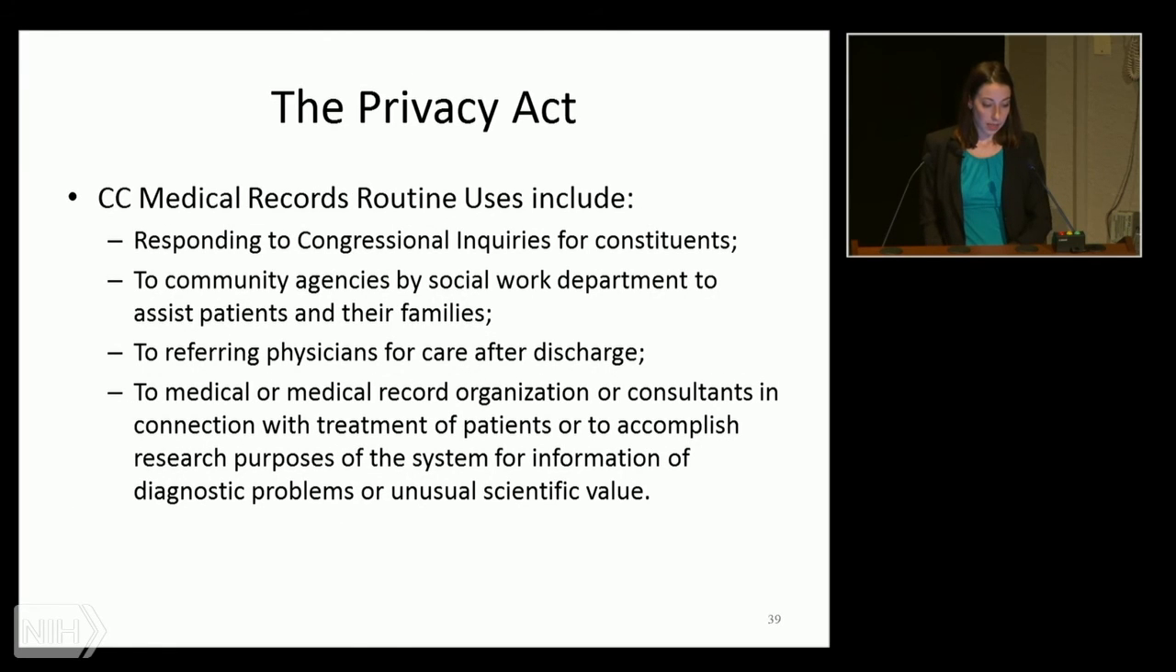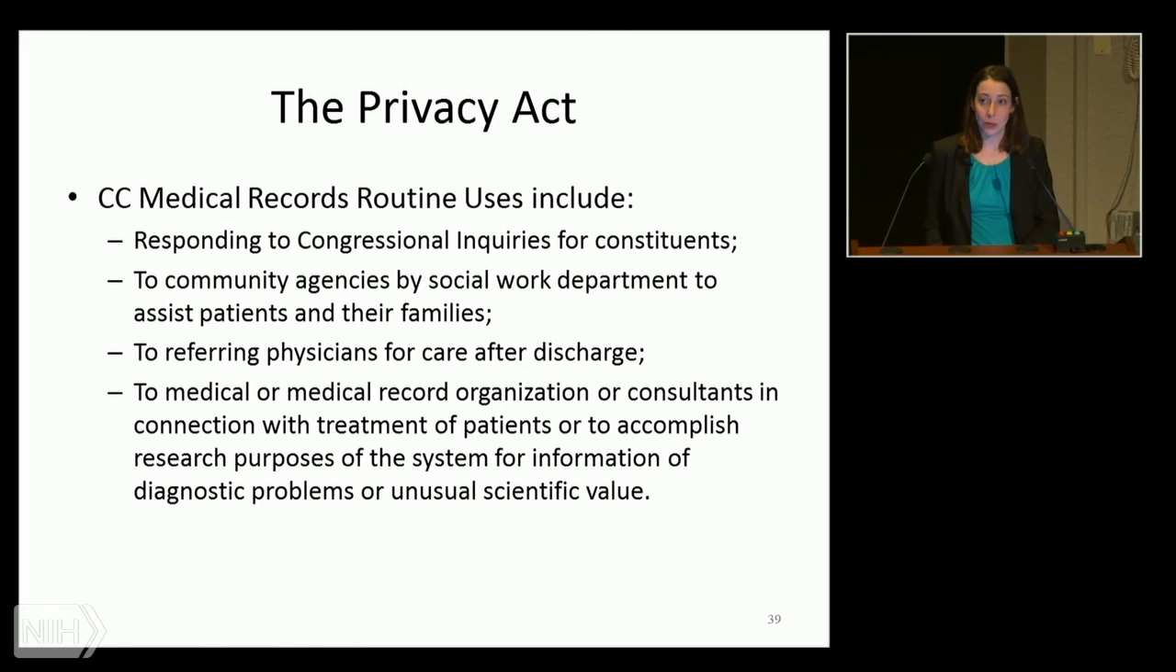So one of the exceptions I mentioned about the Privacy Act in which you can release information without explicit consent of the individual about whom the record pertains is a routine use. And routine use, when published in the Federal Register, allows, again, the release in certain situations. So the law defines routine use as the use of a record for a purpose which is compatible with the purpose for which it was collected.